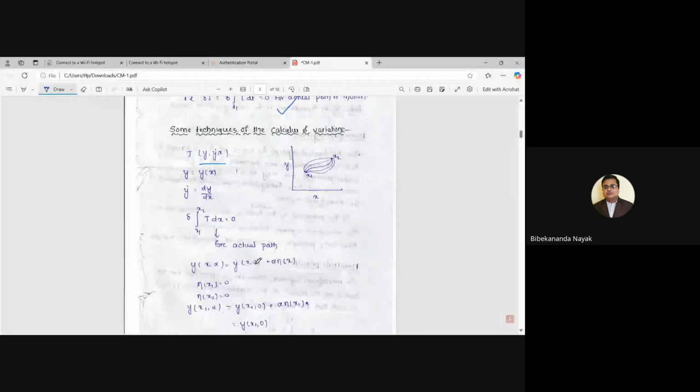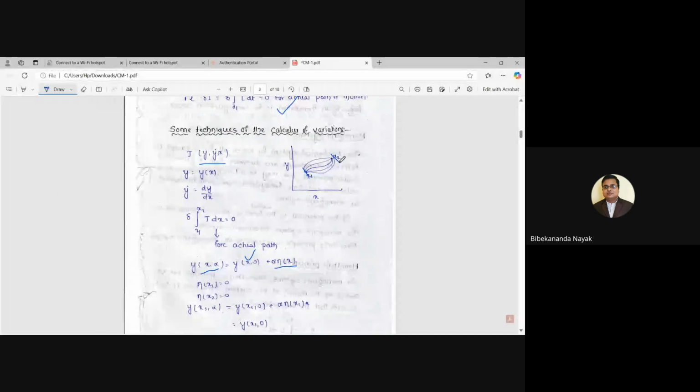Now let us consider a large number of paths between two points. If two points are given, a large number of paths are possible. For the actual path we have this condition. Let the actual path be y(x, 0), and any other path nearer to it can be explained through a set of equations y(x, alpha) equal to y(x, 0) plus alpha eta(x). But all paths should pass through the endpoints x1 and x2.